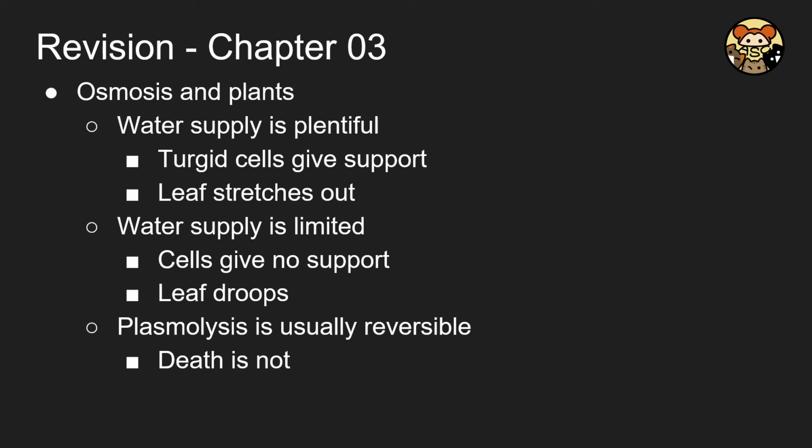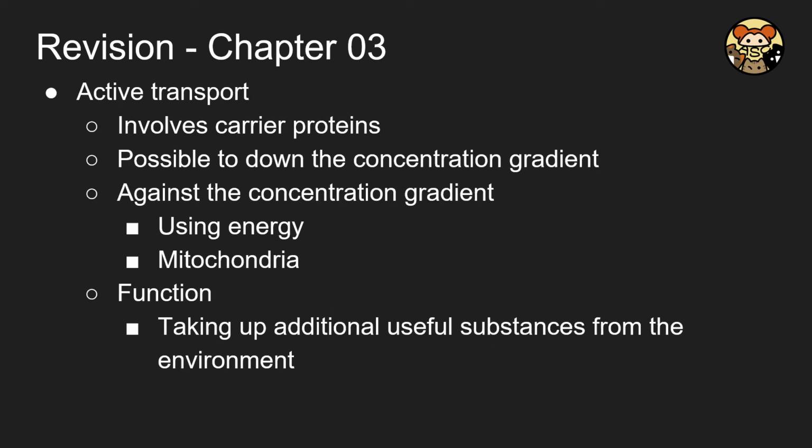So what does it mean to the plant? When water is plentiful, the cell will become turgid and it gives support to the cell and also the leaf. That's why the leaves will stretch out. And when the water supply is limited and the cell cannot give the support, that's why the leaves will droop. Okay. And plasmolysis is usually reversible. That's why the plants can survive for a while without enough water. That's why in the midday, the plants may look a little bit weak because this condition is happening.